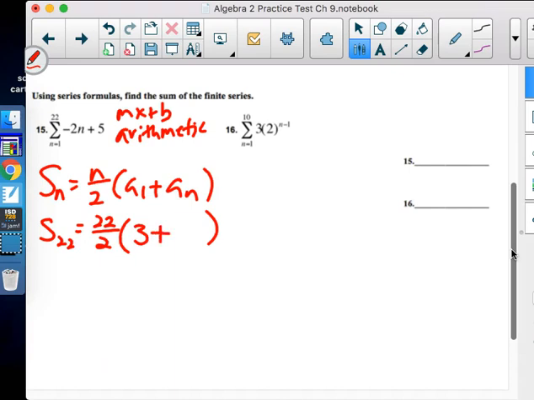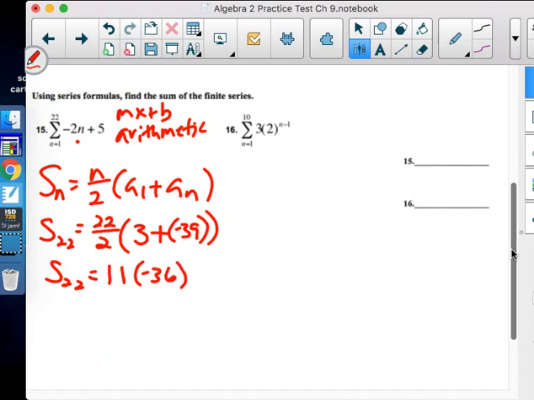I don't see the last term up there. Can we get it? Yes, remember the formula will give us any of the terms. So we'd have to put a 22 up here and take negative 2 times 22, which is negative 44. Negative 44 plus 5. Like so. 22 divided by 2 is 11. 3 plus negative 39 is negative 36.